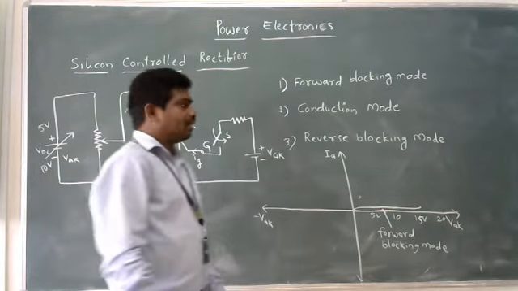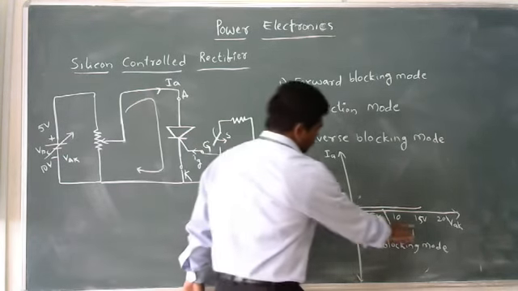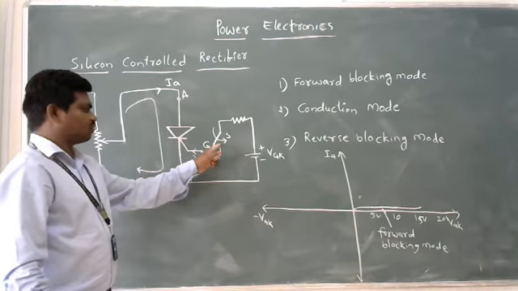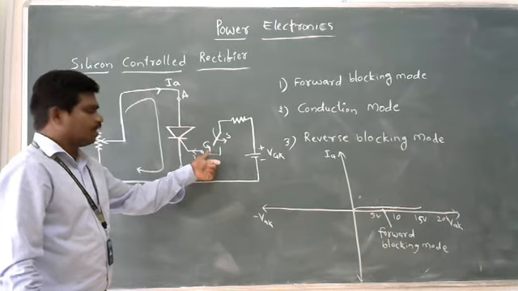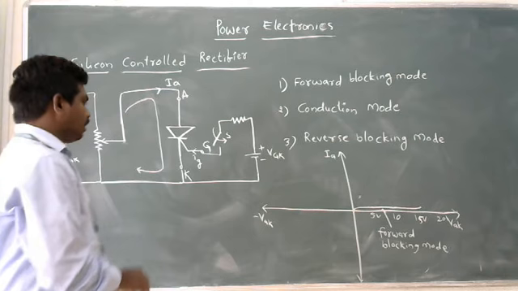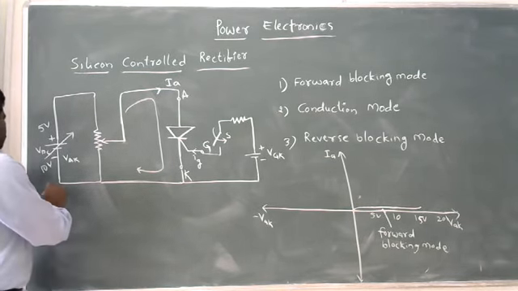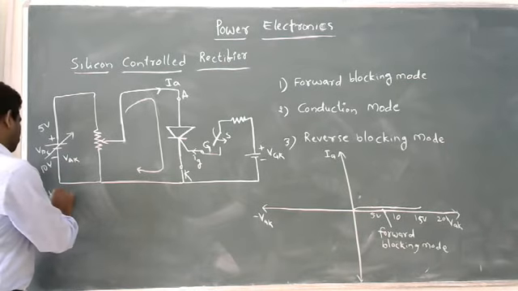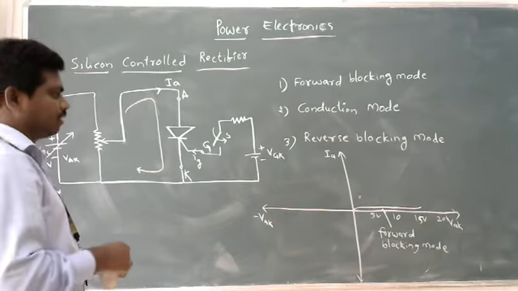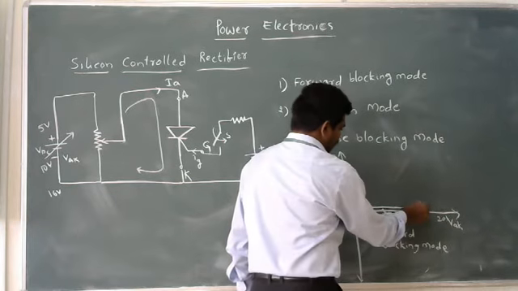Next, we'll discuss the second mode. The second mode is conduction mode. After applying this 15 volts, we have not closed the switch, so we are not giving any gate signal. The switch is in open condition only. After that, we further increase the input value. Let us say 16 volts is applied across the anode and cathode terminals. Immediately, our device comes to the on state like this.